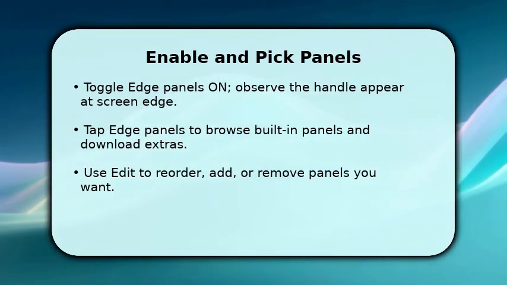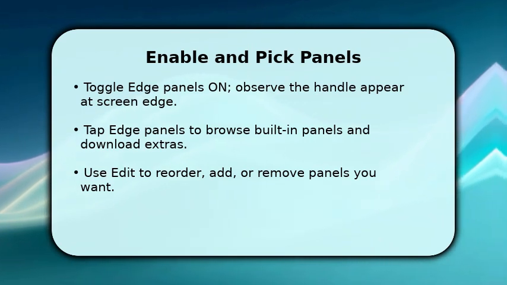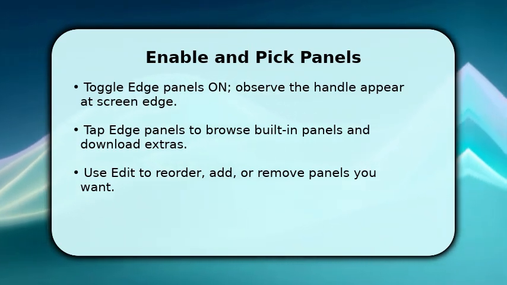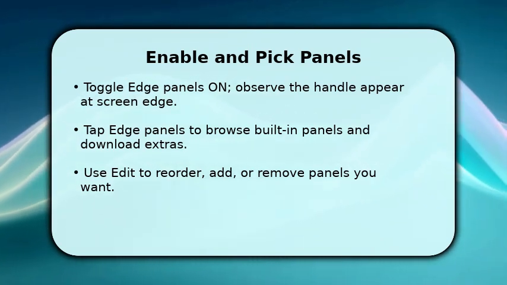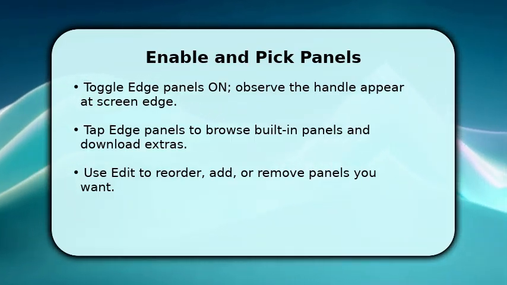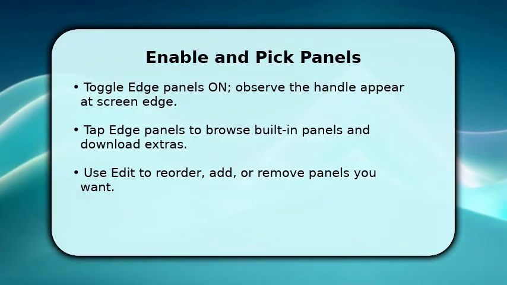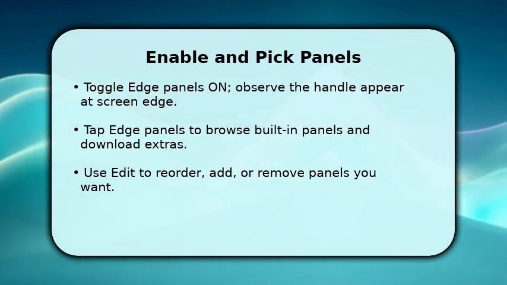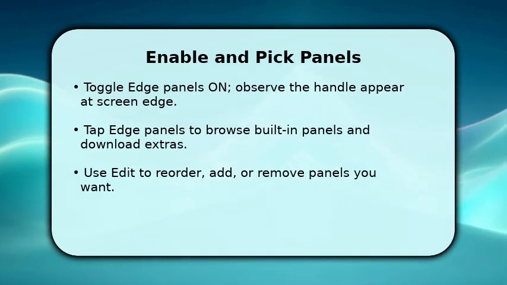Once visible, tap Edge Panels to open the panel library and swipe through Options, Apps, Tasks, Tools. If you want more, tap the store icon to download extra panels. Make sure to use Edit to reorder or remove panels so the handle opens exactly the tools you need, and position the handle on the left.